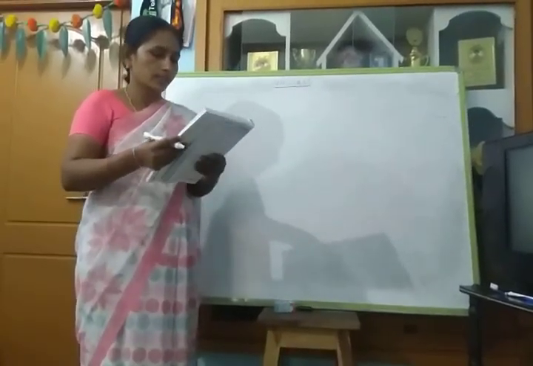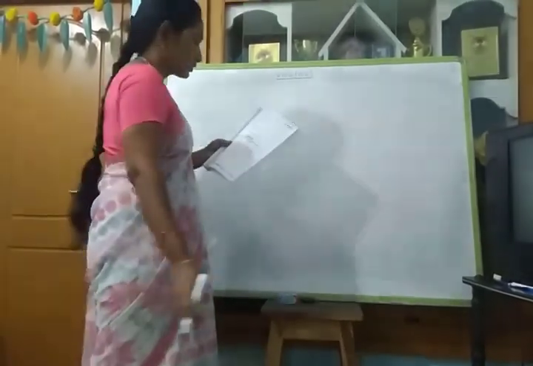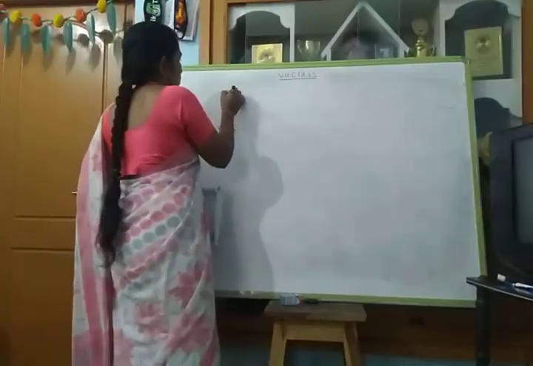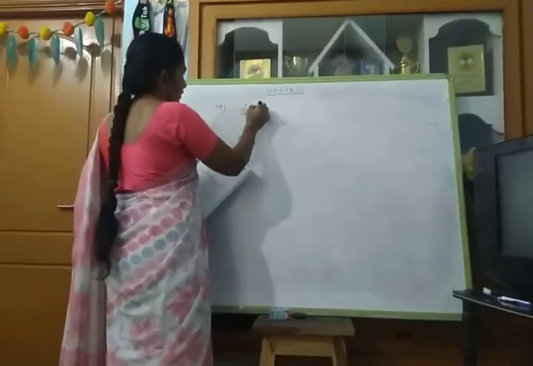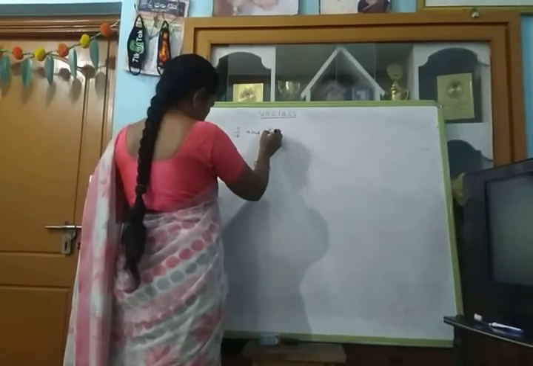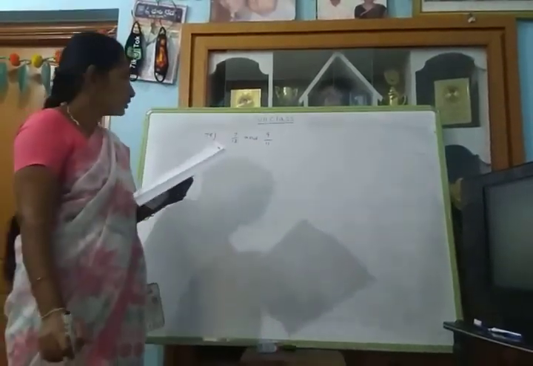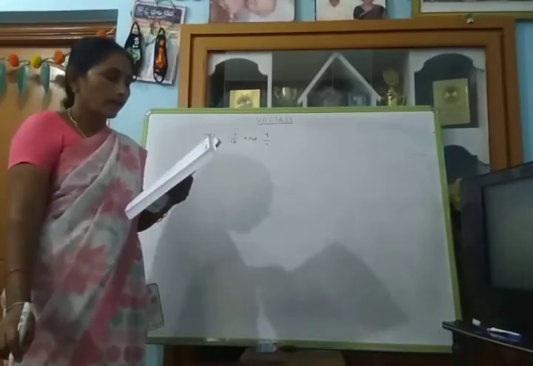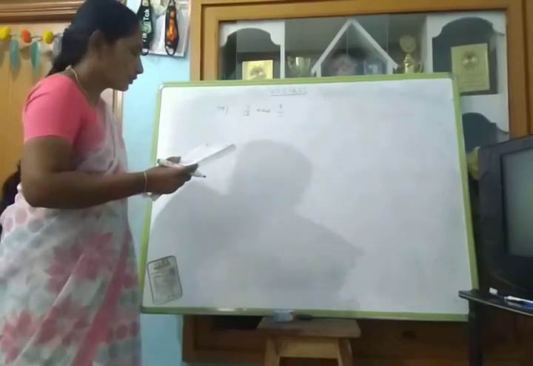Before going to today's class, yesterday's problems 79 and 80 were homework. Let's check the 79th problem: find three fractions between 7 by 12 and 9 by 11. Here, which formula do we have to use?